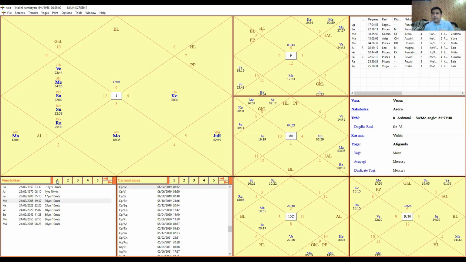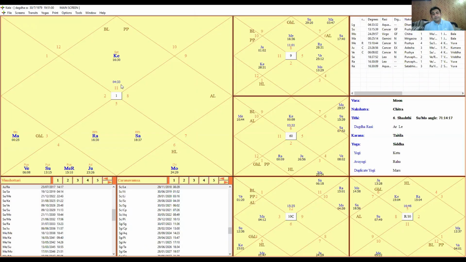The career was never the problem. Even Ketu was placed in the 10th house. She was always on the top of her career. At the same time, the married life was also wonderful. There were no problems in the married life whatsoever till now.